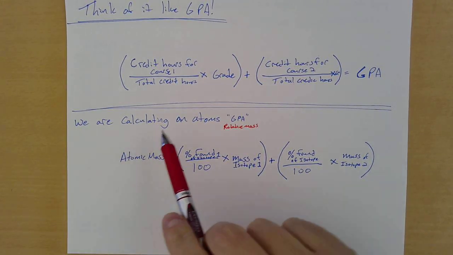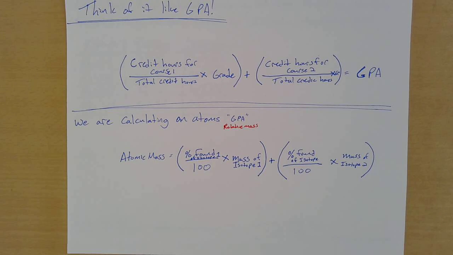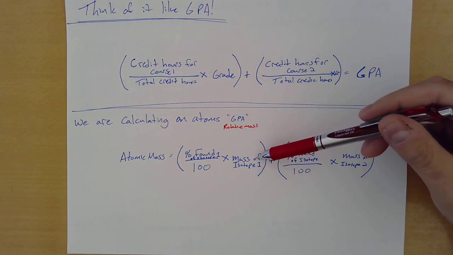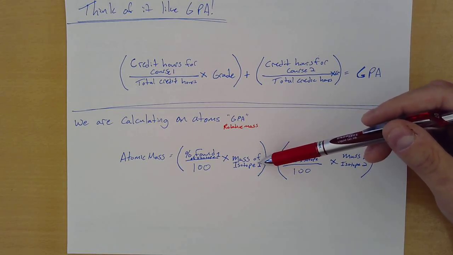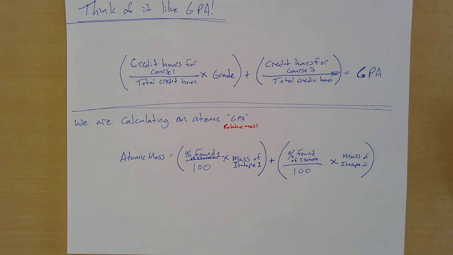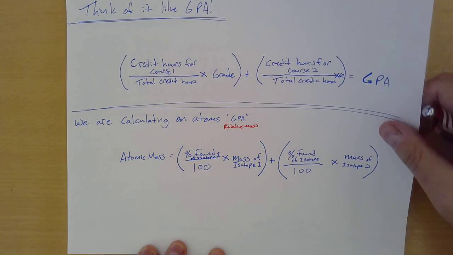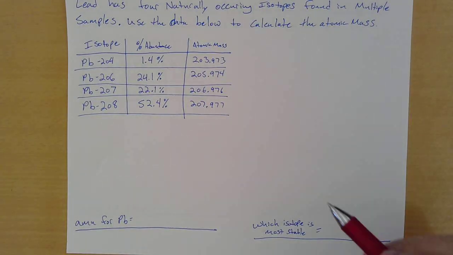Now, for atoms, when we're looking at this relative mass, or the mass that we find on periodic tables, in AMUs, what we do is take the percent found and turn it into a decimal by dividing by 100. Multiply it by that isotope's mass, and then keep doing that for all of the isotopes, their masses, and the percentages that they're found. I think it would be best to run through a couple of these problems, because once you see it, it's really not bad. It's just a thought process.